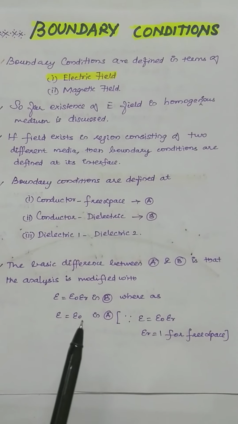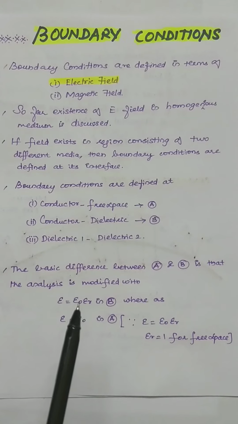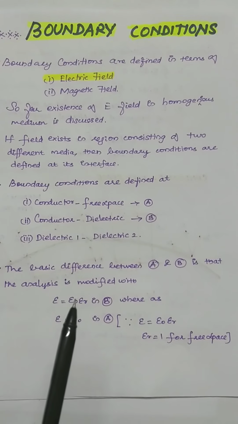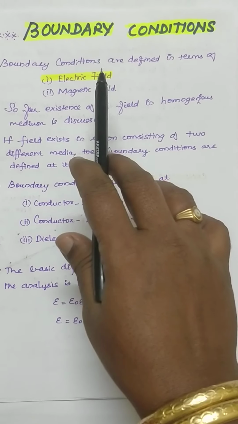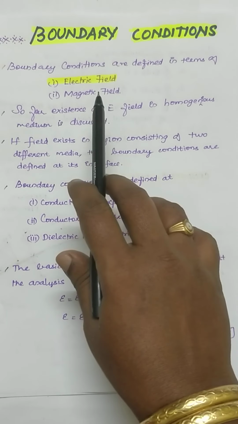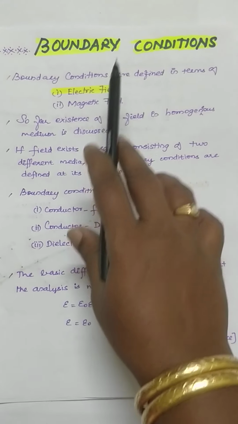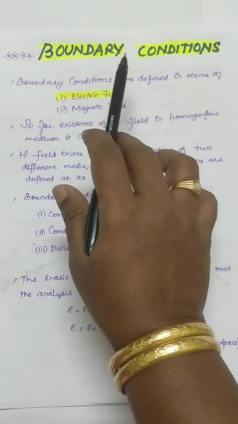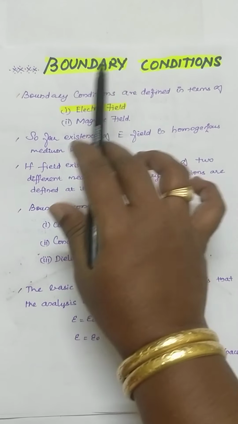Hello students, let us proceed with the continuation concept of Unit 2, boundary conditions. Boundary conditions are defined in terms of two sets of fields. One is electric field, the other one is magnetic field. As we are in the progress of the second unit, we are going to learn the electric field boundary conditions. As the term itself defines, it is a boundary. We have come across this term frequently in the cricket field.